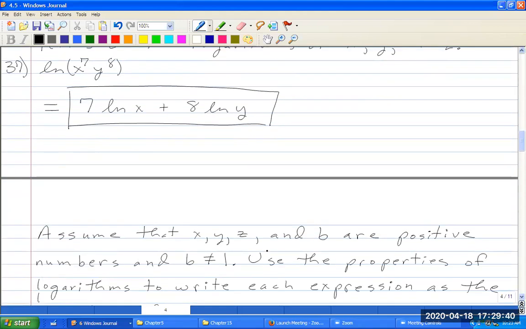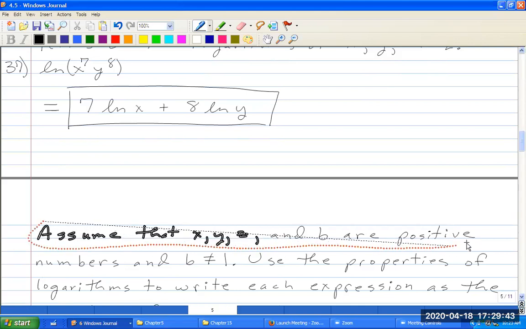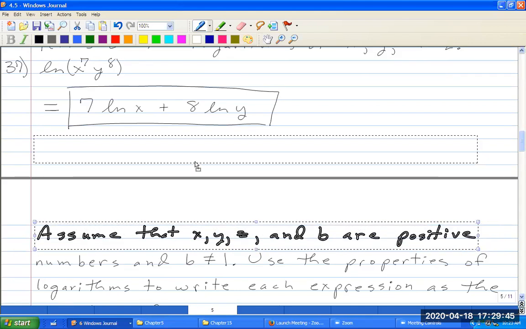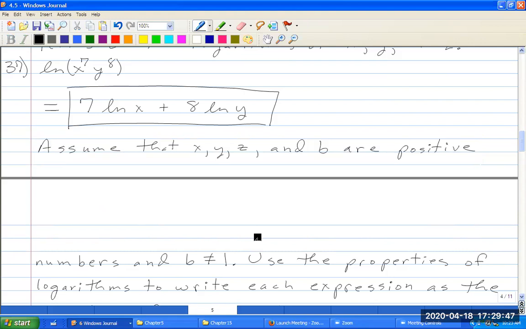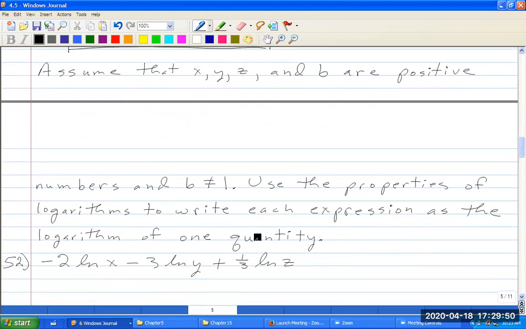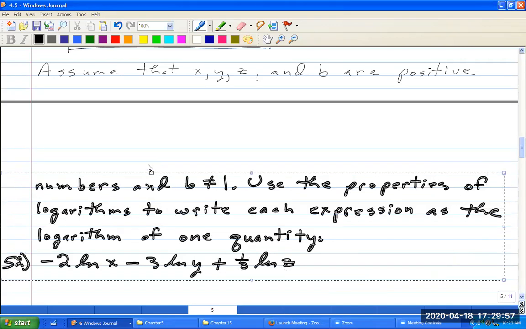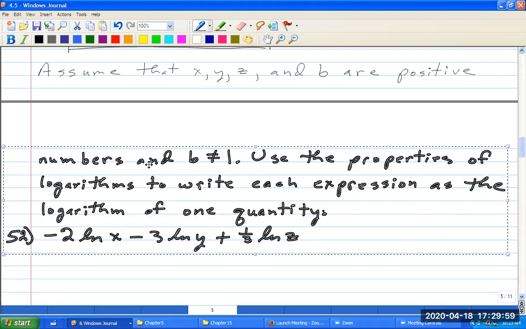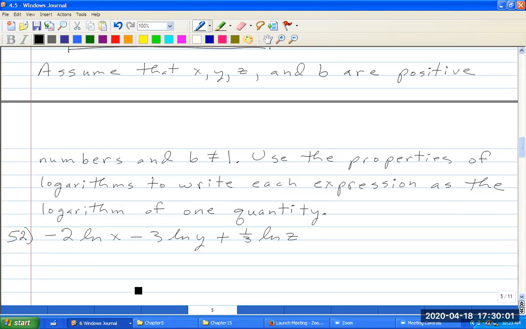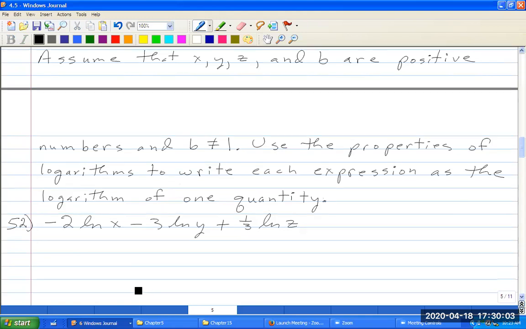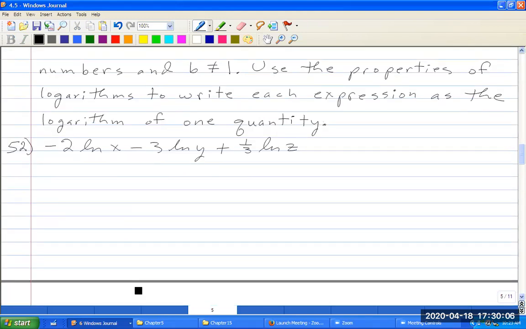Let me do the next problem. Assume that x, y, z, and b are positive numbers and that b is not equal to 1. Use the properties of logarithms to write each expression as a logarithm of one quantity. And so I just want that this is equal to ln of one quantity.